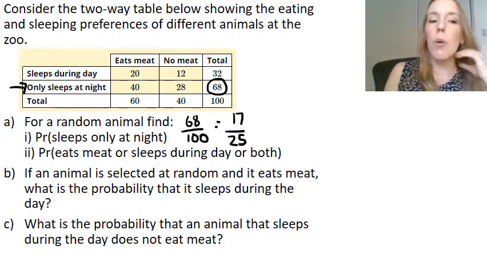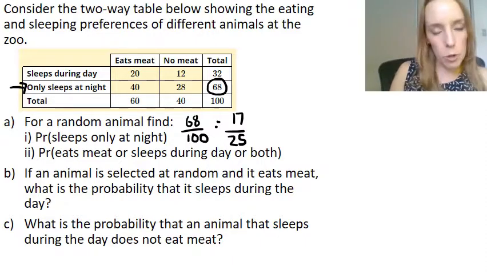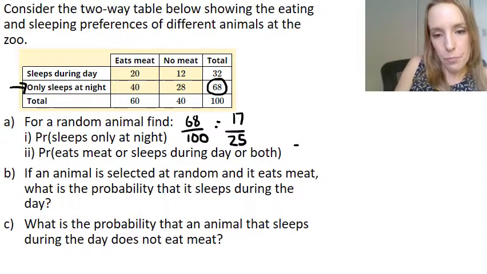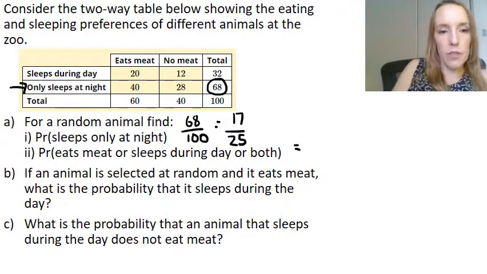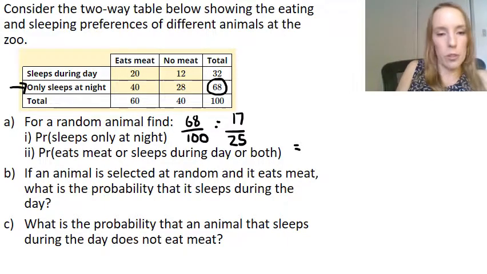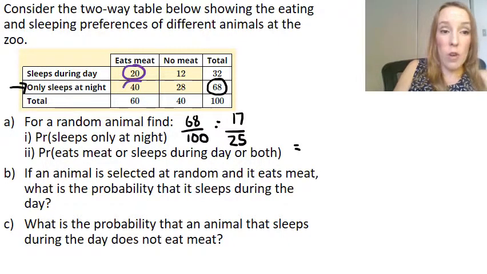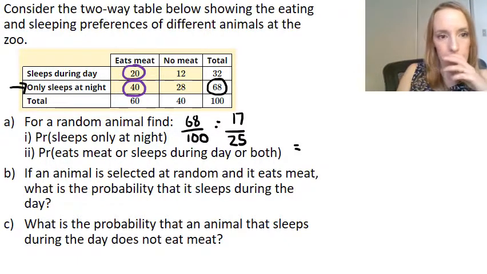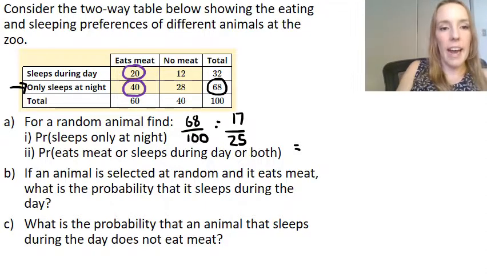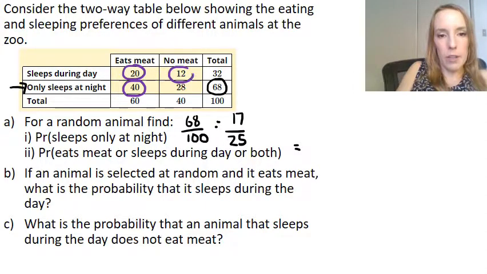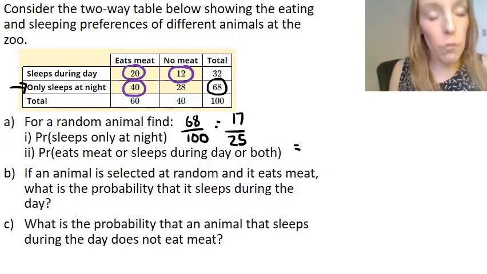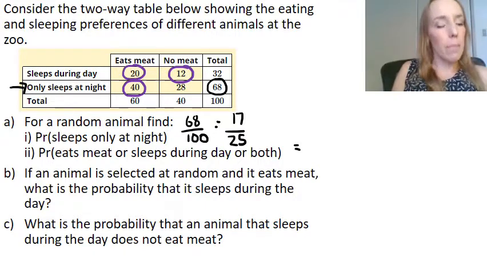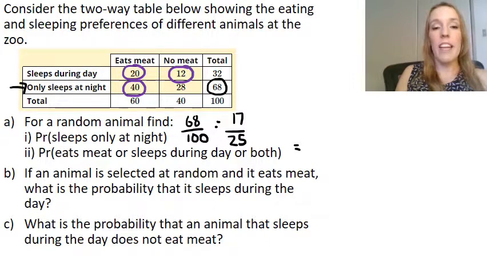Okay, our next one is the probability that it eats meat or sleeps during the day or both. I might change color pen so it's not confusing. So these 20 animals eat meat and sleep during the day, 40 animals eat meat and sleep only at night, or both. Sleeps during the day, and also these ones sleep during the day. Sorry, that was probably a confusing way to explain that. So we're looking at animals who eat meat or sleep during the day or both.